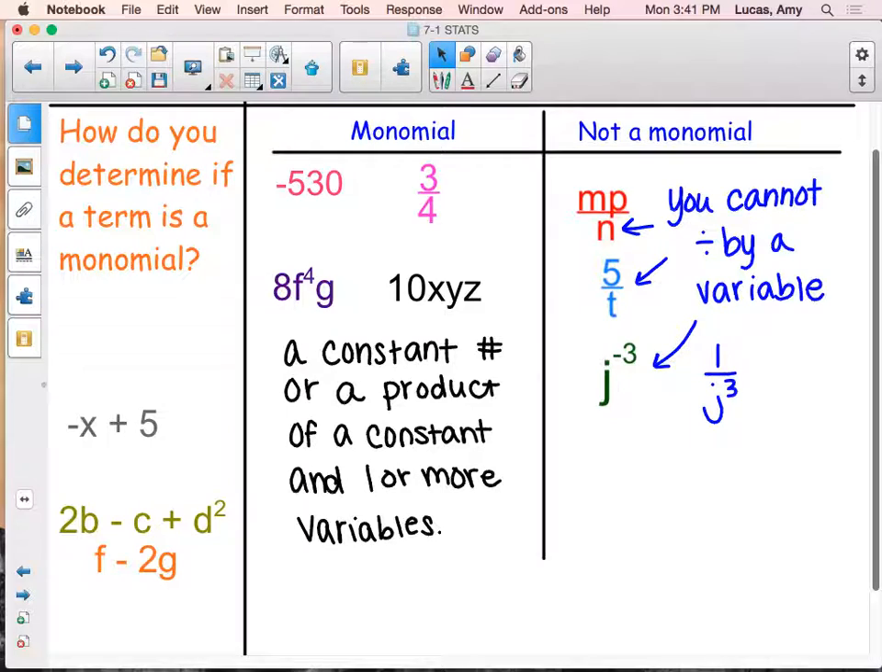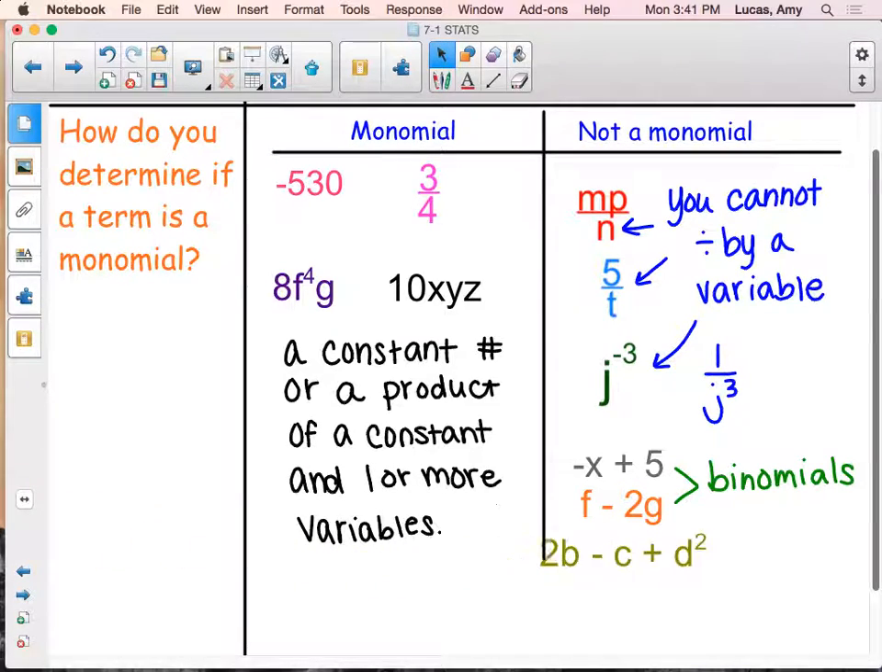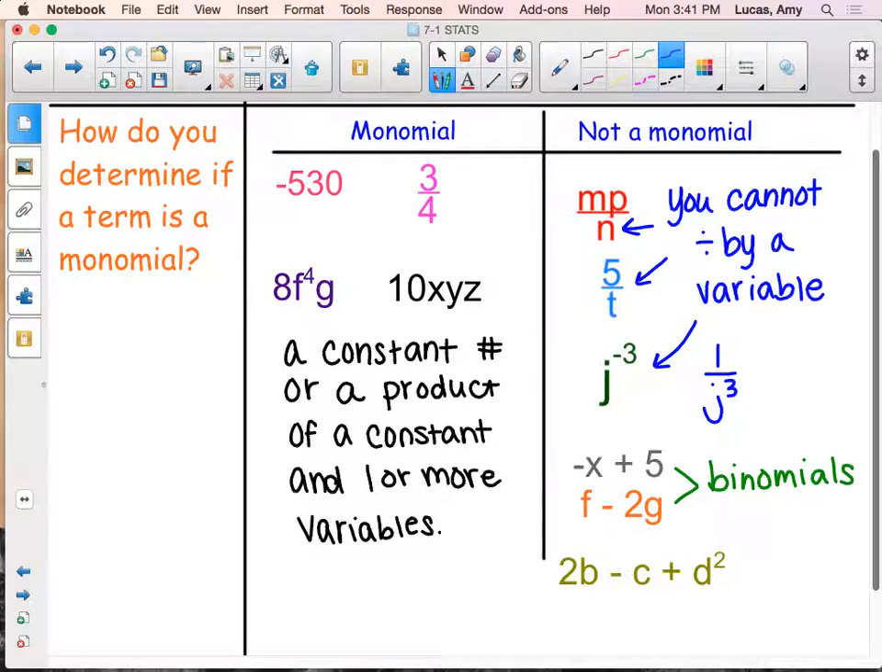And then these others, this one and this one, these are binomials. They have two terms. They don't have one term. They're binomials. They have two terms that are separated. If you see a plus or a minus in between terms, those are different terms. Negative x plus 5. That's two separate terms. And then this bottom one, this is a trinomial. It has 3 terms. So it's not a monomial.